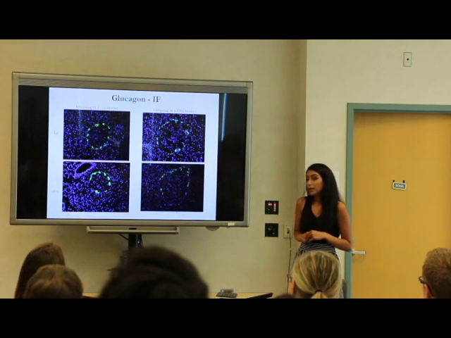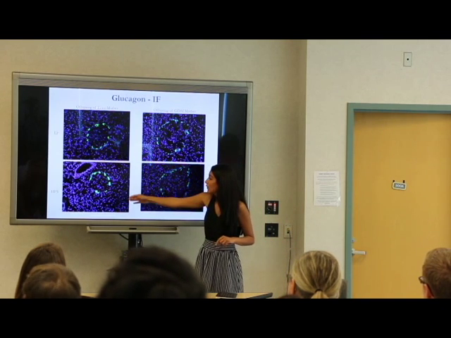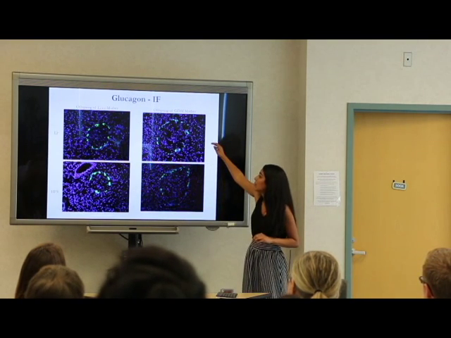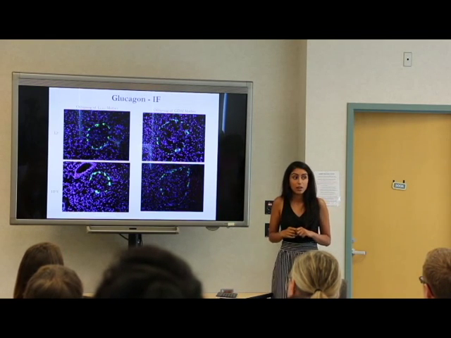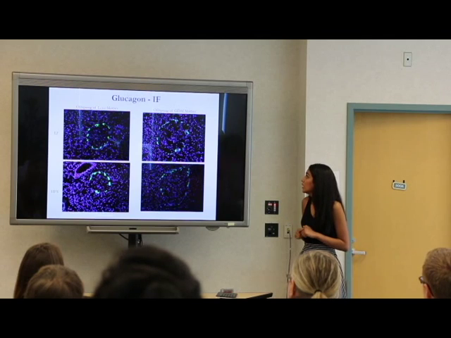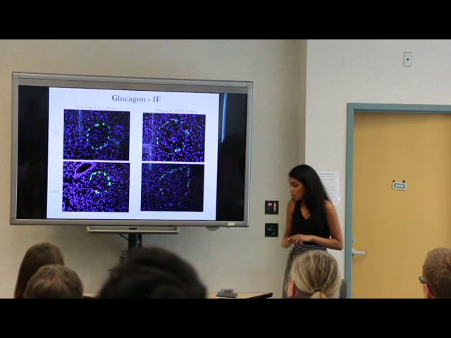We also did glucagon immunofluorescent data. Here's our offspring from a lean mom on a low-fat diet and on a high-fat sucrose diet, then offspring from a GDF mom on a low-fat and high-fat sucrose diet. So through this immunofluorescent data, we did also see that the islets were bigger in offspring born from a GDF pregnancy. And here the green color correlates to the glucagon content in the islet cells, but we're still getting the numbers for this.